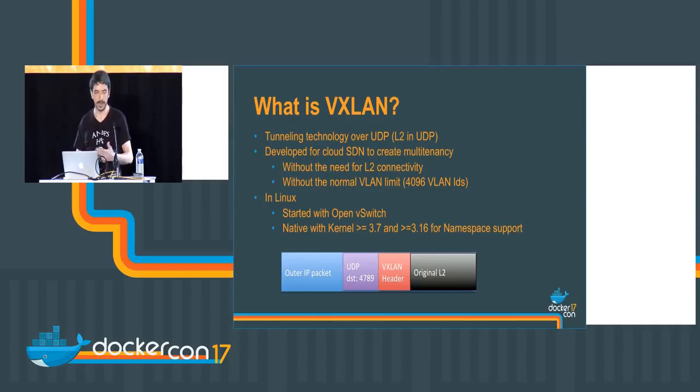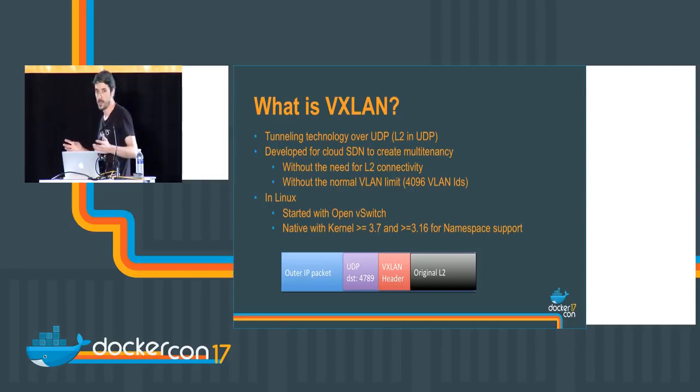So VXLAN was designed by networking gear companies like Cisco, Arista, and Broadcom at the beginning to solve this issue. In Linux, it started with OpenVSwitch because it was not supported by the kernel. It was used a lot for OpenStack, for instance. And it's been native within the kernel since kernel 3.7, and it even supports namespaces now since kernel 3.16.